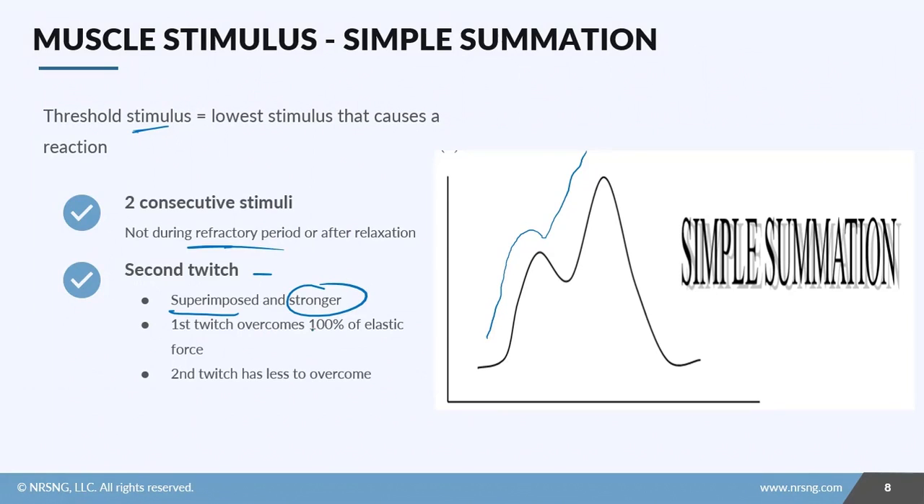So your first twitch is going to overcome 100% of that elastic force, and the second twitch has actually less resistance to overcome, and you're going to create a much stronger contraction.